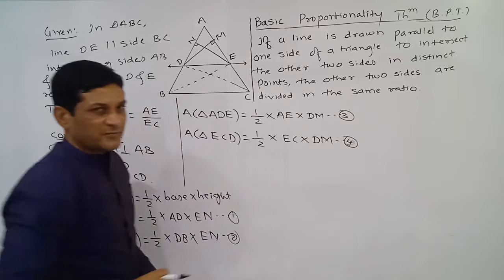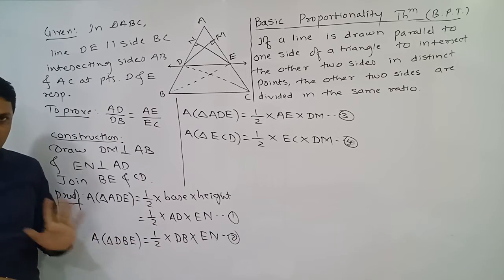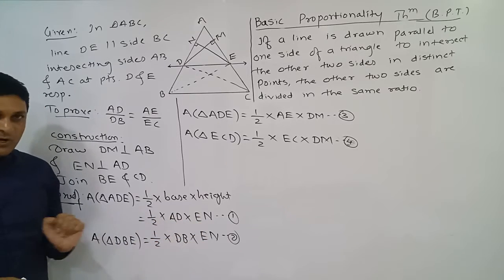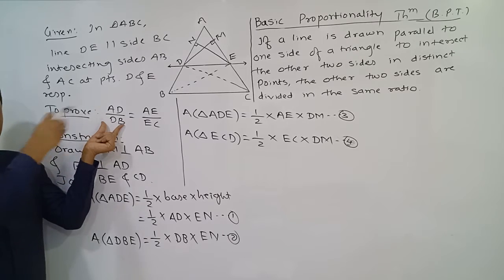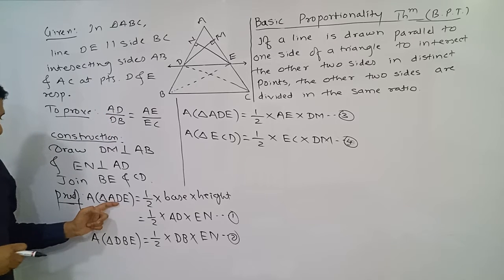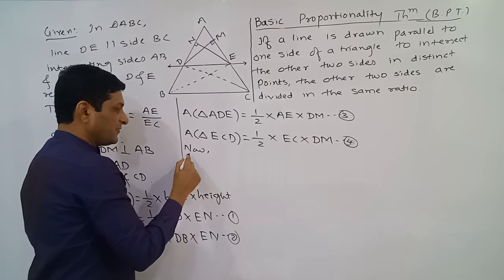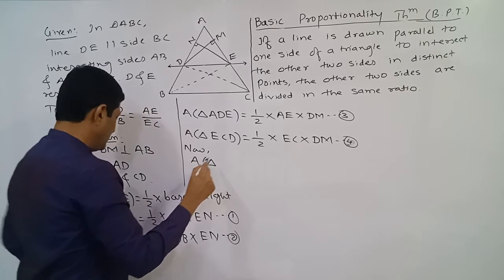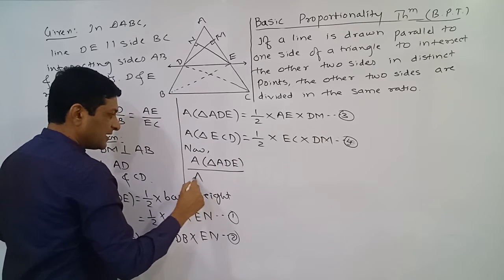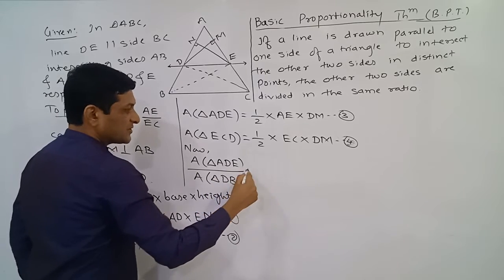Now if you observe here very carefully, if we are taking the ratio of the area of the first two triangles, see, observe what we will get. Half will get cancelled and EN will get cancelled. What will we get? AD upon DB, which is nothing but one side of our required result, AD upon DB. It means to get this ratio we have to take the ratio of the area of these two triangles. So now we are taking the ratio of the area of triangle ADE and the area of triangle DBE. So let us see what we will get here.